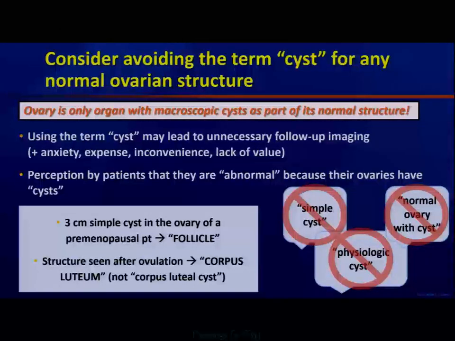So if you have a 3-centimeter simple cyst, using sort of the radiologic use of that term, in the ovary of a premenopausal patient, just call it a follicle. The structure you see after ovulation is a corpus luteum, not a corpus luteal cyst. It's a suggestion that works well in our practice and potentially in yours.